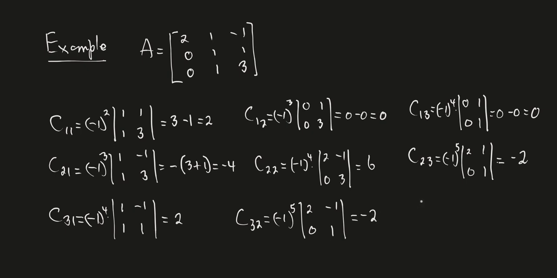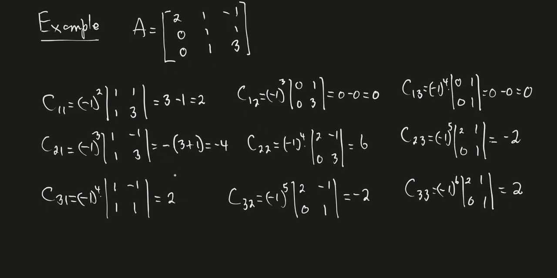And then our last cofactor, C33, that's -1 to the 6th power. And then we can block out the third row, third column, so we're left with 2, 1, 0, 1. And that cofactor is equal to 2. All right, so we've got all 9 cofactors.